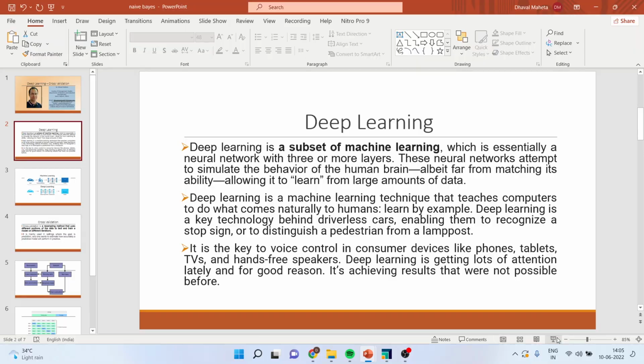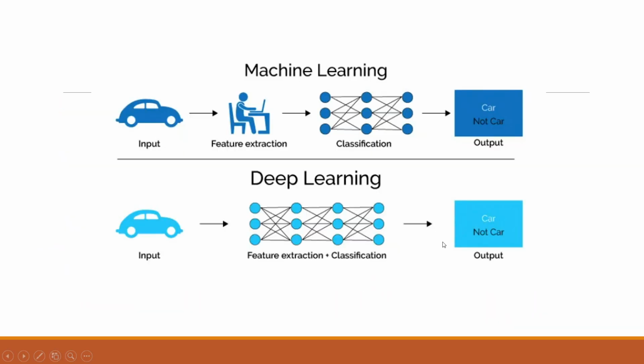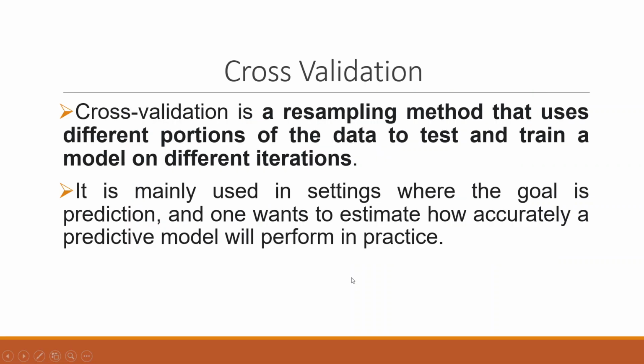What's the difference between machine learning and deep learning? Let's see. In case of machine learning, feature extraction is not part of the algorithm. But in deep learning, feature extraction is part of the algorithm. And therefore, the combination of feature extraction with classification is deep learning. Now here, we'll be doing a cross-validation.